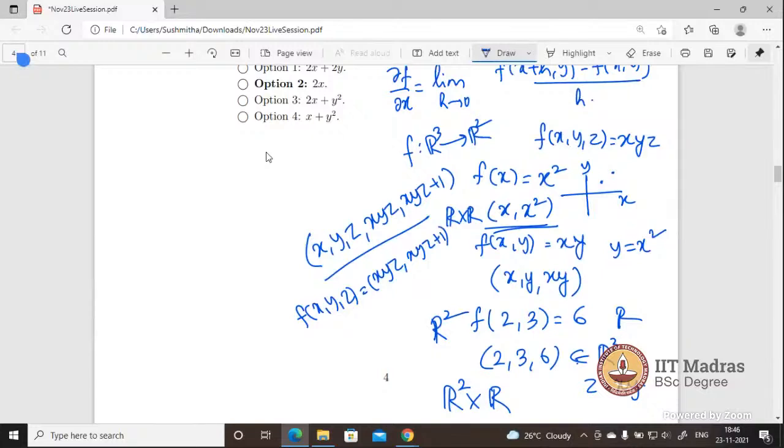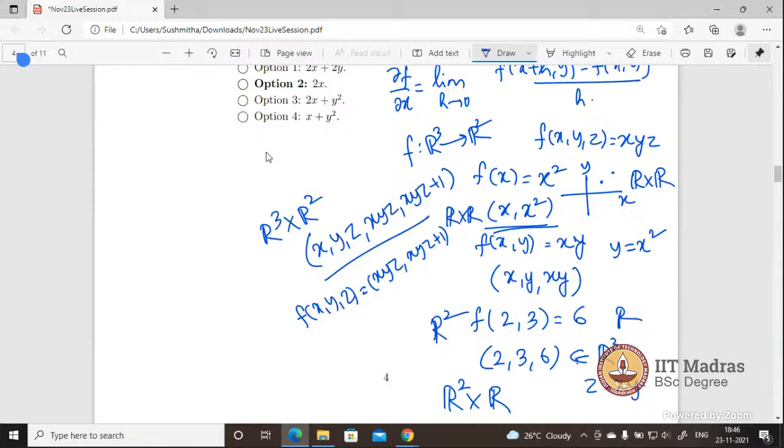So you see that this has 5 components, because I will be plotting it in R3 cross R2, which will be R5. R2 can be seen as R cross R, where the first component is a real number and the second component is a real number, right?